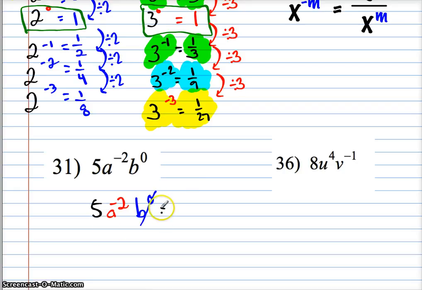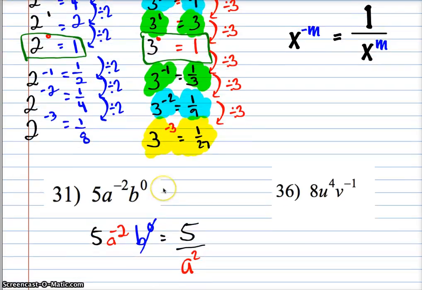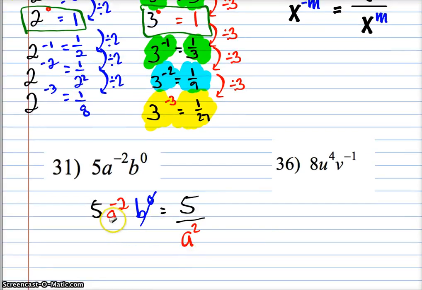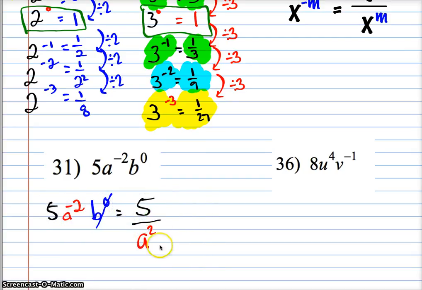This will turn into 5, and in the denominator I'll have a squared. It goes to the denominator, moves to the opposite location, and that becomes a positive. Just like here when I had 2 squared, the negative version, the 2 squared ended up on the bottom. So this 4 down here is the same thing as writing 2 squared. In this case, instead of a base of 2, it's a base of a. So this is what I'm looking for, something with no negative exponents.